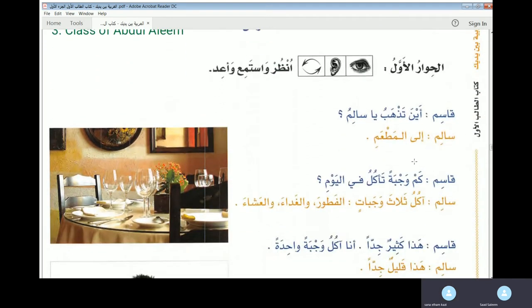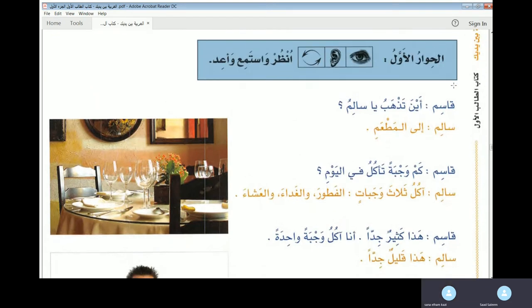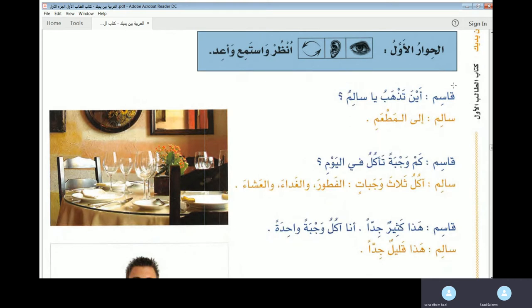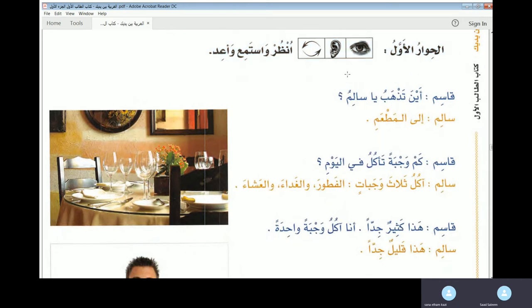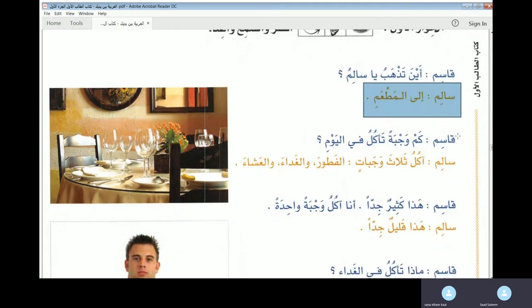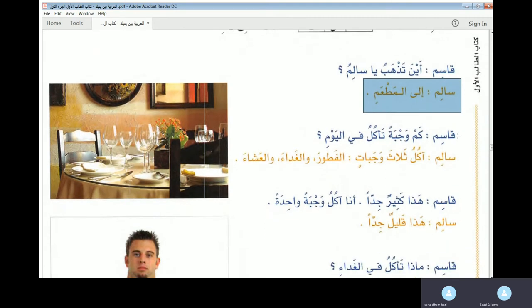Okay, so this is the first dialogue. Start reading it. Ayna tadhhabu ya Salim? Where are you going, O Salim? So how do you say, for example, where do you go, O Salim? Ayna tadhhabu, or you can also say ayna dhahib ya Salim. You can use both words. So where are you going is the same as where do you go? Yes, same thing in Arabic.